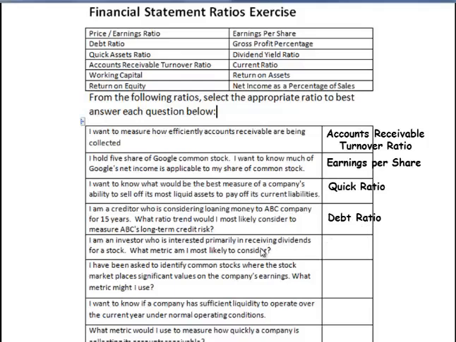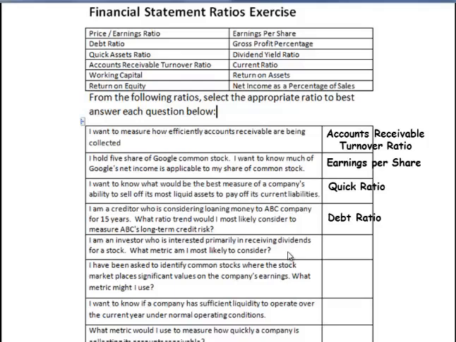Okay, the next one is I'm an investor who's interested primarily in receiving dividends for a stock. What metric am I most likely to consider? So I'm an investor and I don't really care about the growth of the stock. Oh yeah, I'd like the price to go up, but I'm investing for the dividends.